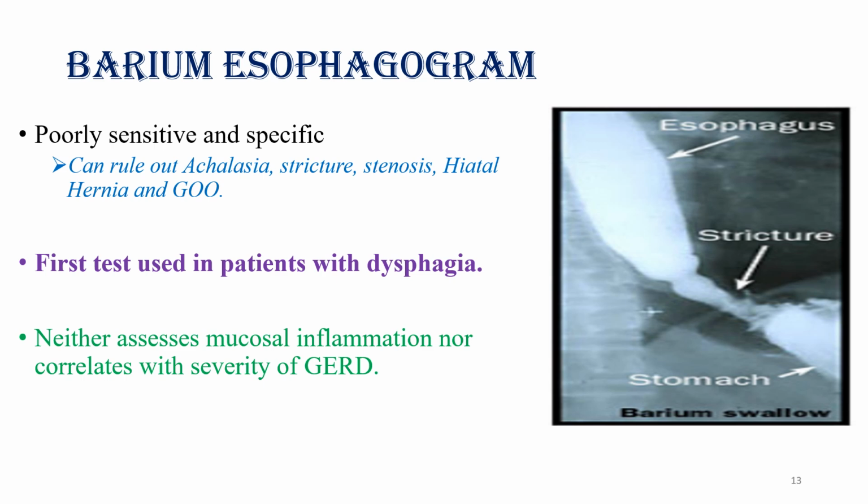The other is barium contrast radiograph or barium esophagogram. This is for patients with vomiting and dysphagia. This is the first test used in patients with dysphagia. It is poorly sensitive and specific, but can rule out achalasia, stricture, stenosis, hypoallergia, and the like. So barium contrast radiography is to evaluate for the possibility of anatomic abnormality such as hiatal hernia, achalasia, esophageal stricture or stenosis, and intestinal malrotation. But it neither assesses mucosal inflammation nor correlates with the severity of the GERD.